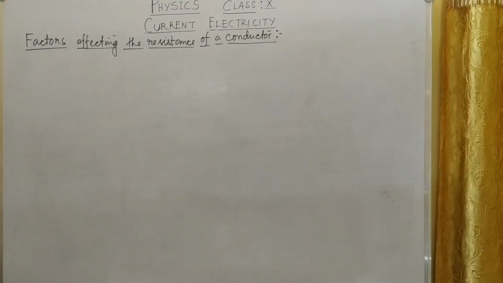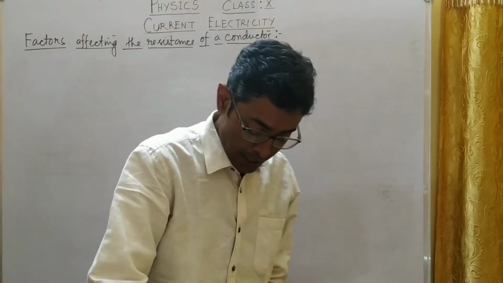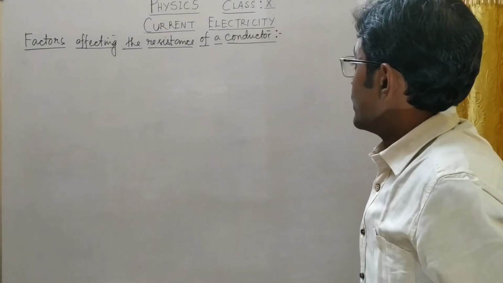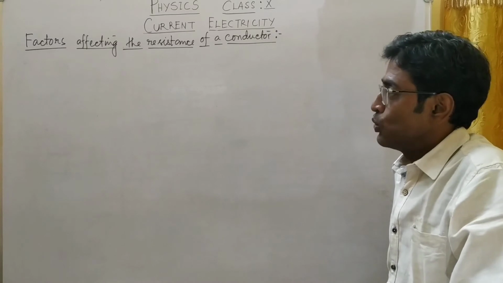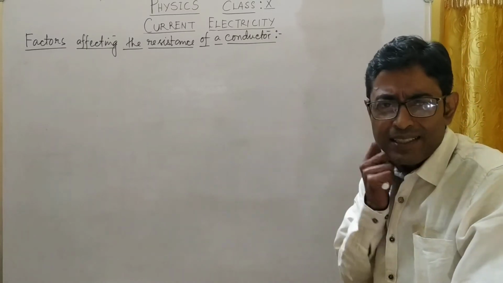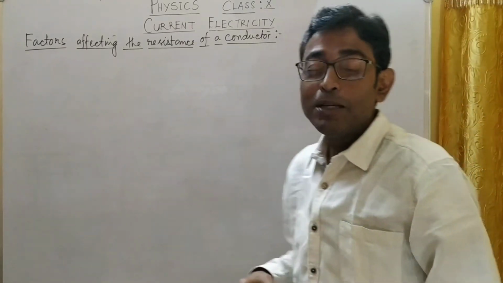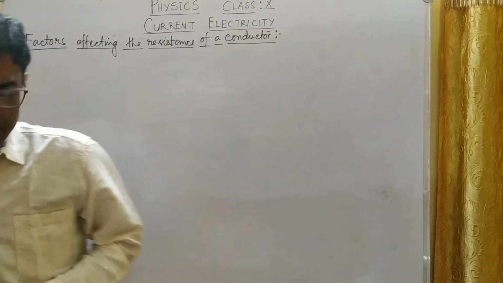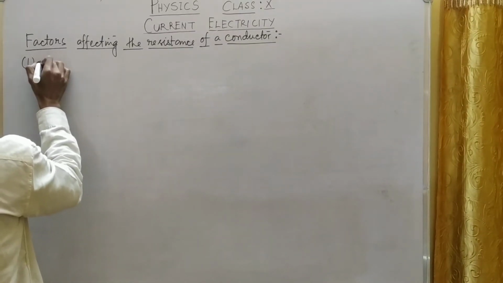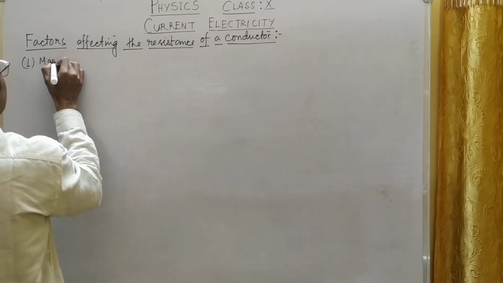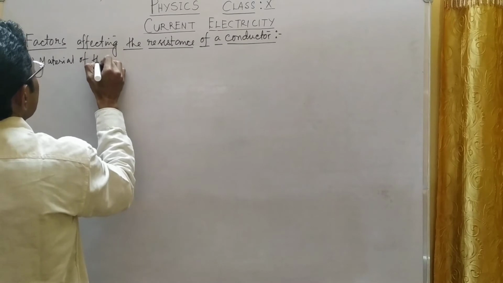Now we will discuss the factors which affect the resistance of a conductor. Remember, this is a very important 3 marks question. Frequently this is asked in the question paper. There are a few factors which affect the resistance of a conductor. Number 1 factor is, remember, the material of the conductor. It might be copper, it might be silver. So number 1 is the material of the conductor.